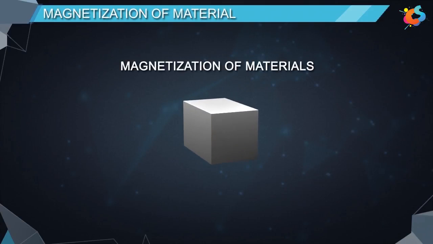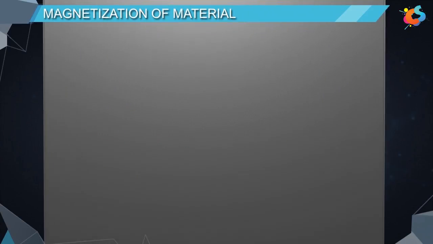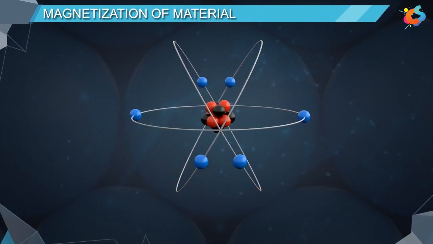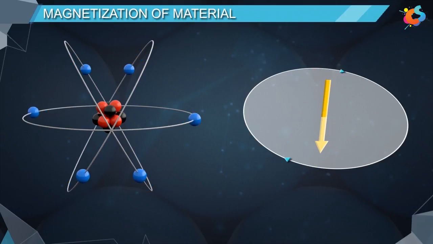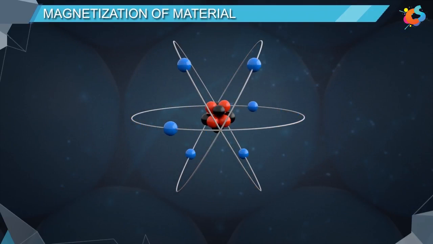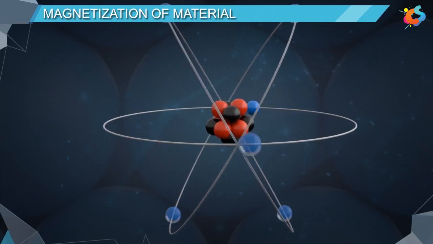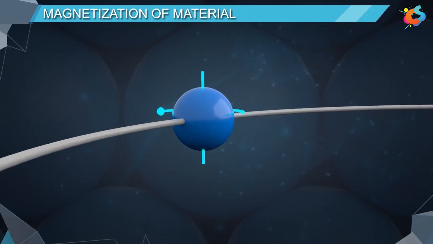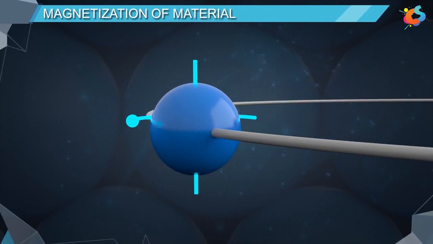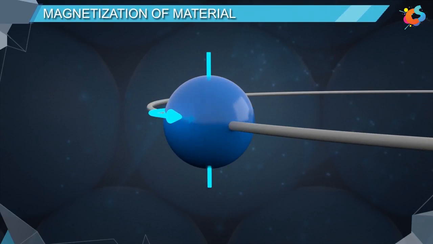Magnetization of material. Matter is made up of atoms, which are made up of electrons and a nucleus. The electrons revolve around the nucleus in a circular orbit, just as a current-carrying loop constitutes a magnetic dipole moment. Electrons moving in these orbits also constitute a magnetic dipole moment. Besides the orbital motion, the electrons also have a spin motion along an axis, similar to Earth's rotation.